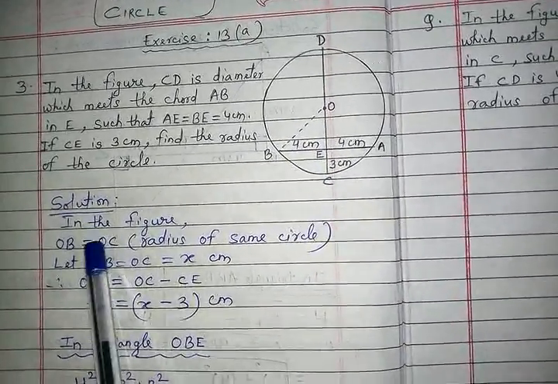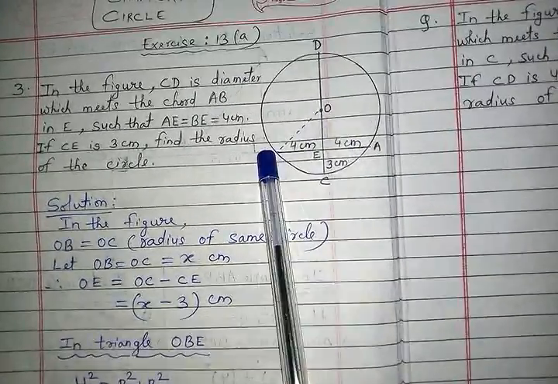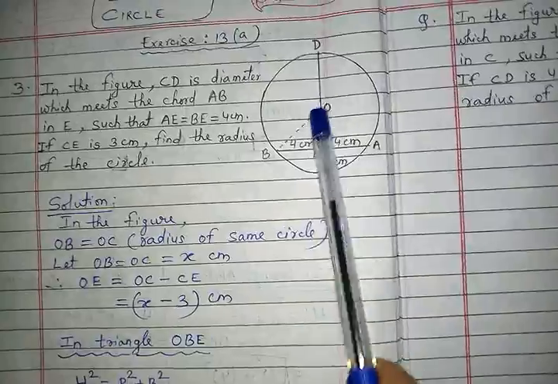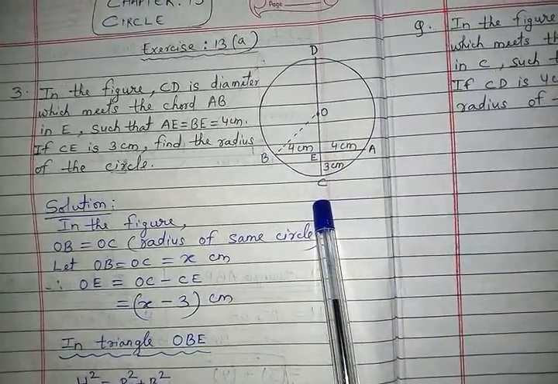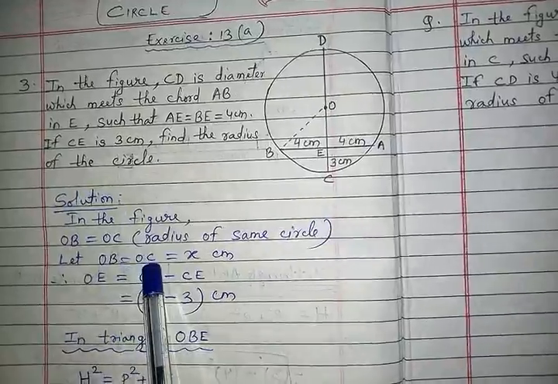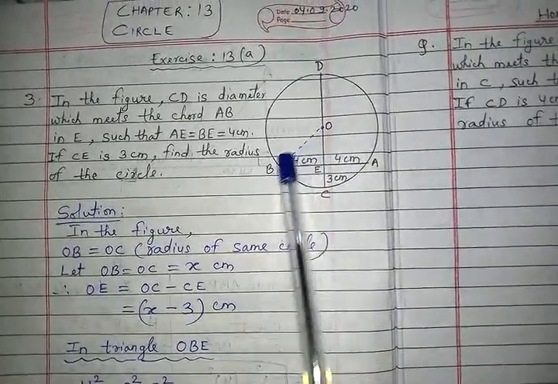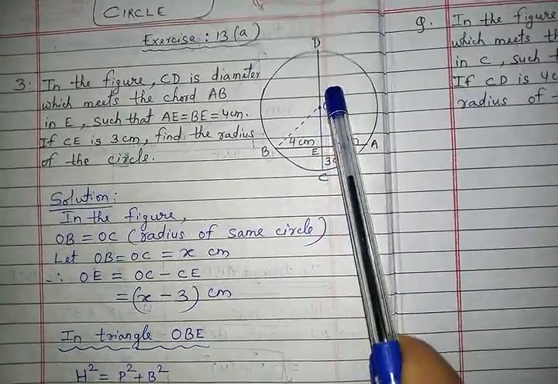Now solution starts. In the figure, OB equal to OC. Why? Because OB also is radius, OC also is radius. They are equal, radius of the same circle. And let OB equal to OC equal to X. Let the radius be X. If OB is X, then OC also will be X.